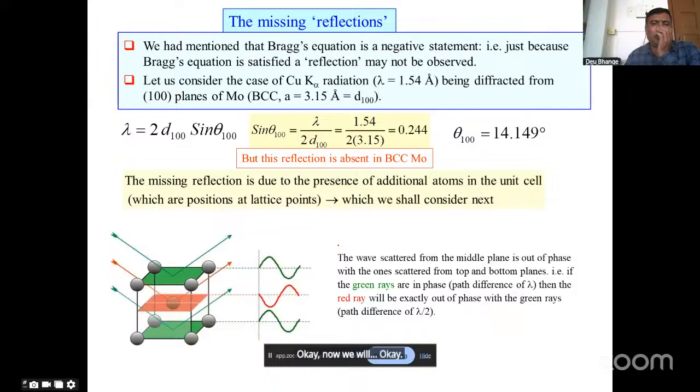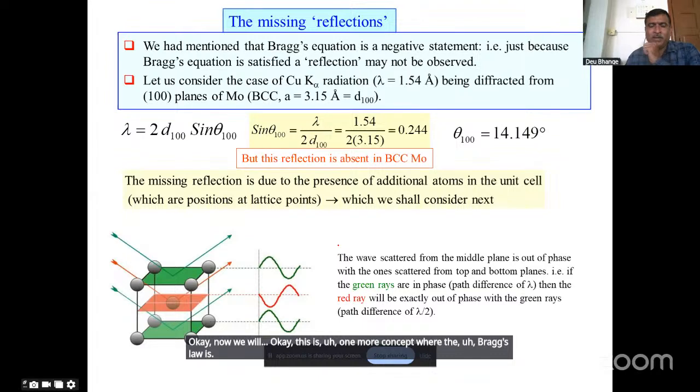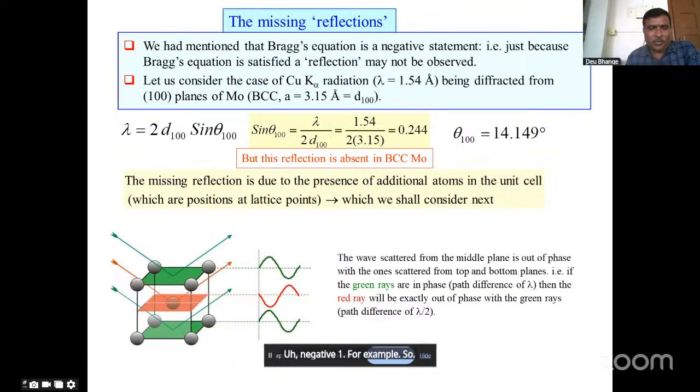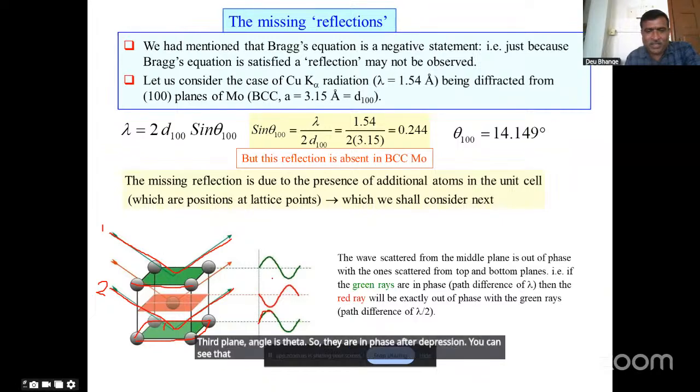Okay, this is one more concept where Bragg's law is negative. For example, this is the first layer of atoms, and there is a second layer of atoms. The first beam of X-ray, the second beam of X-ray: the first is reflected from this plane with angle theta. The second beam is reflected from the third plane, angle theta. So they are in phase after diffraction. In phase means crest and crest superimpose with each other.